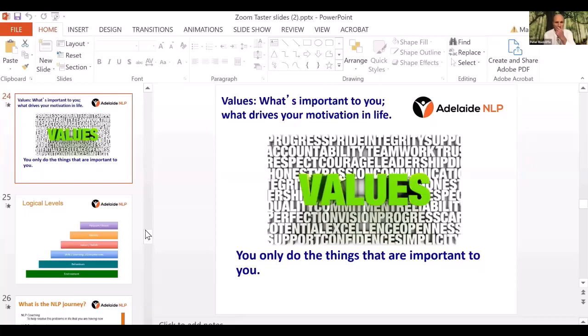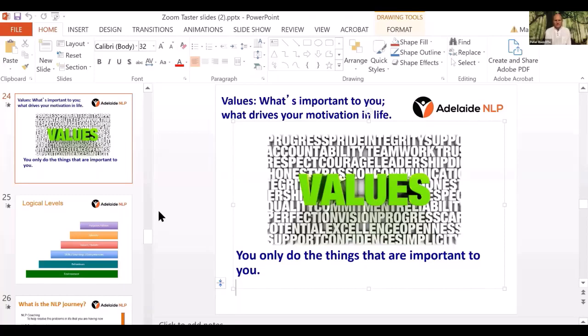Okay, so what happens with values is, what do you really want? And if you can identify and ask yourself, we're not seeing your screen. Yeah, just do it like that. That's fine. I can see your screen now. All right, okay.